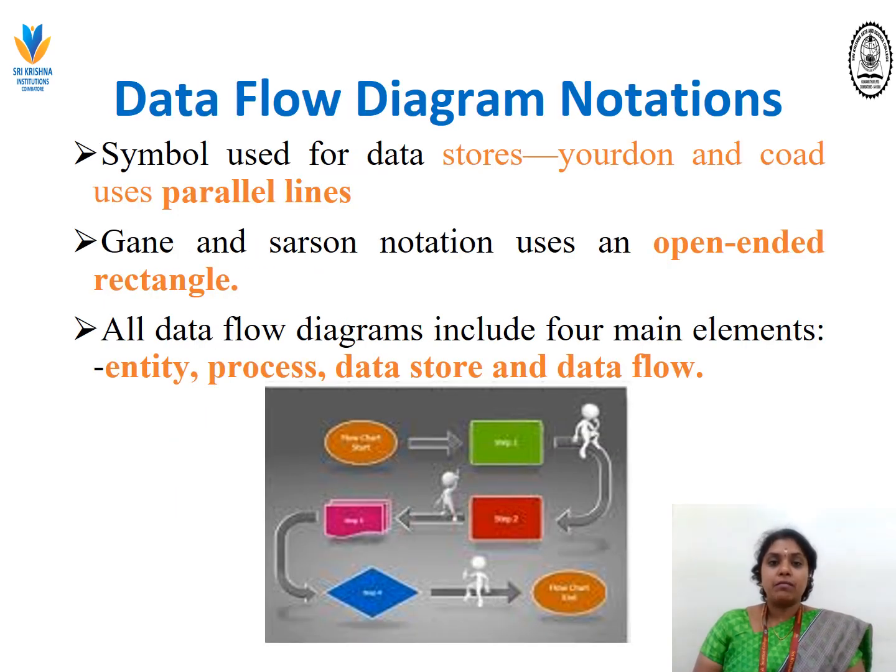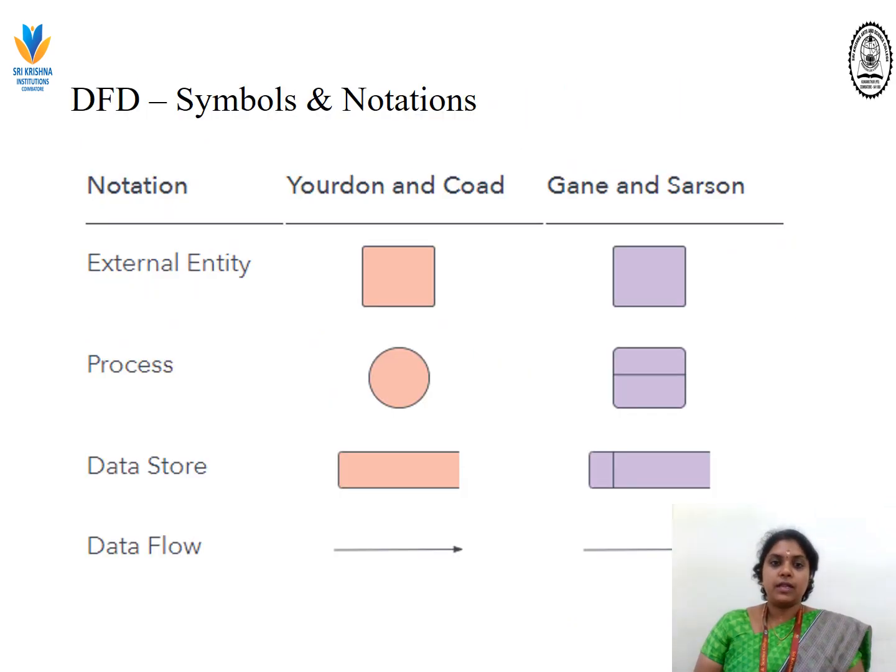The data flow diagram notations. The symbol used for a data store in Yourdon and Coad is a parallel line, and Gane and Sarson's notation uses an open-ended rectangle, and every data flow diagram must include the four elements: entity, process, data flow and data store. What we have seen, right? Let us see the symbols with the notation for the two methods, that is Yourdon and Coad and Gane and Sarson, right?